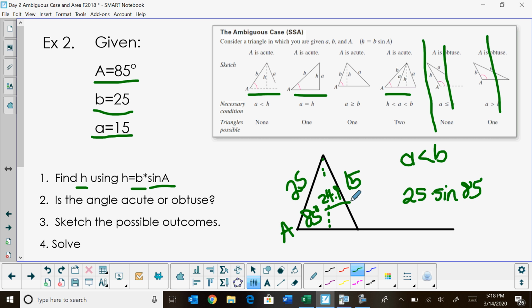So it's almost as long as B. Well, guess what? A is too short. A is not going to reach it. A is only 15. The height is 24.9. So it's one of those little toddlers sitting in a high chair with his feet dangling. It's not going to reach the floor. So this one has no triangle. It does not even create a triangle. So you don't have to solve it. That's kind of nice. You just stop and say no triangle.